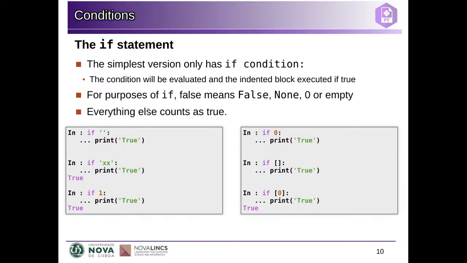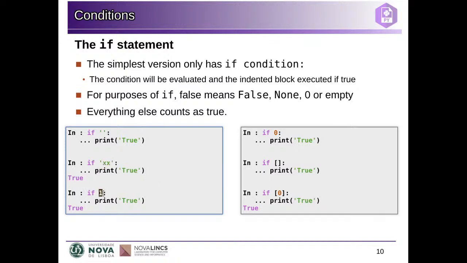We can actually use other expressions there than just expressions that return true or false. It's simplest to use expressions that return true or false because it makes the code more intuitive. But for the purposes of if, false is anything that is actually the Boolean value false, none, 0, or empty. Everything else counts as true. So if you do if an empty string print true, this will not print anything because an empty string counts as false. If a string with 2 characters, for example, print true, then you see true output on the console because this counts as true.